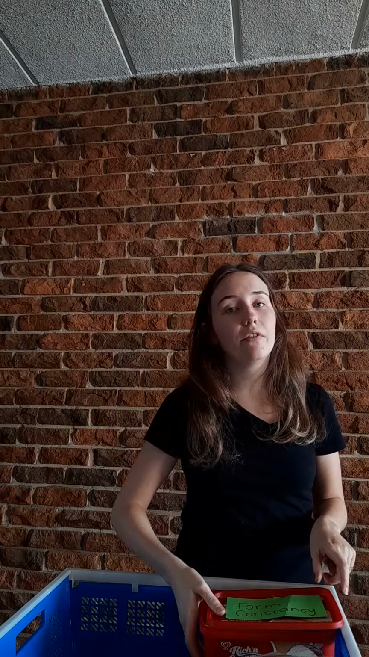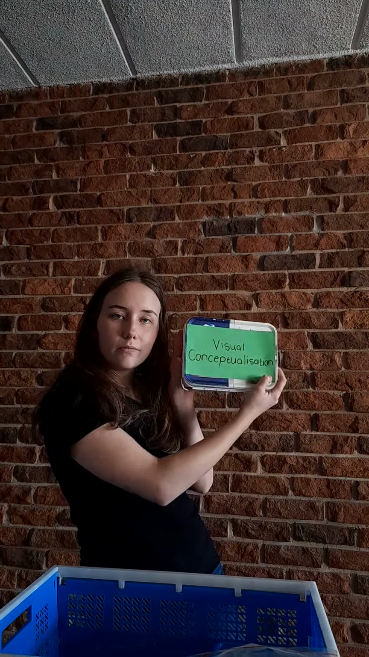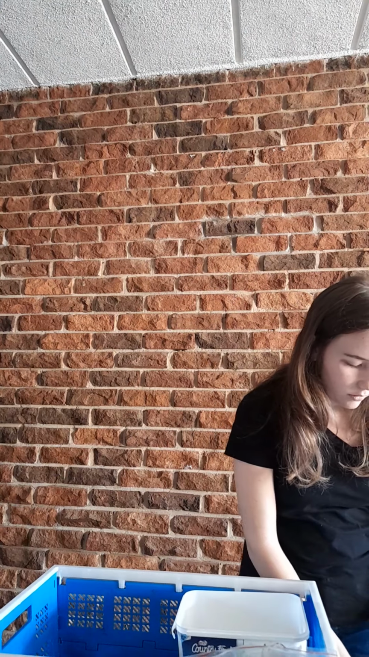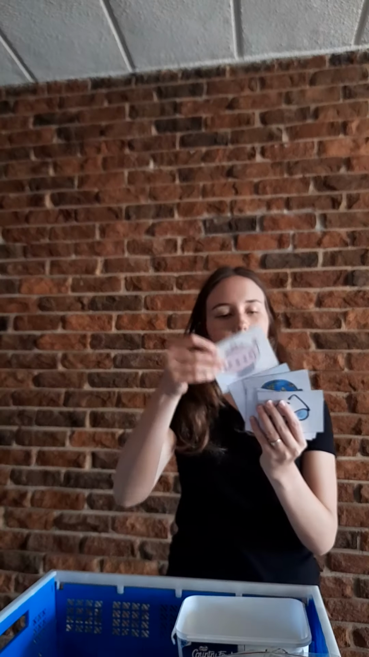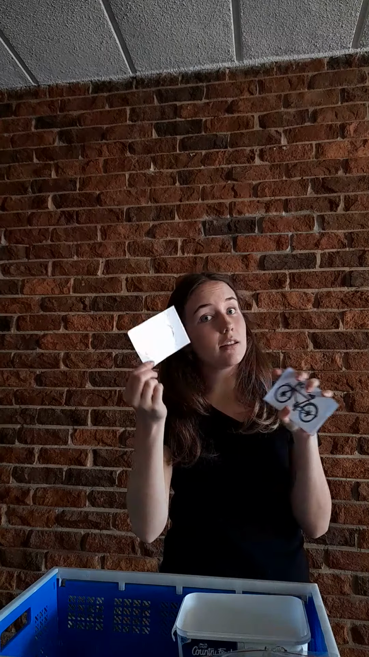Then lastly, we have visual conceptualization. And this is the following. So let me show you my box for visual conceptualization. So this is my box. So first of all, we have function cards. So these are the different function cards. Teapot, umbrella. So learner will look at these and tell the teacher what the functions are of each one. Glasses help me see better, and so on.